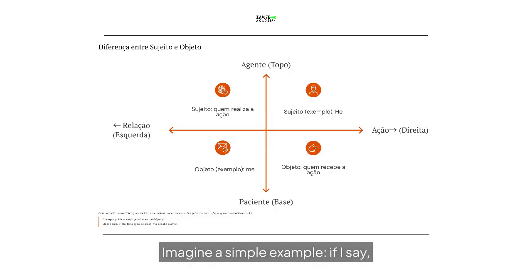Imagine a simple example. If I say, "he loves me," "he" is the subject pronoun, meaning he is the one who carries out the action of loving. On the other hand, "me" is the object pronoun, indicating that I am the one receiving that love. It's interesting to observe how this relationship between subject and object creates clarity in our sentences. If we didn't understand this difference, we might easily confuse our listeners or readers.